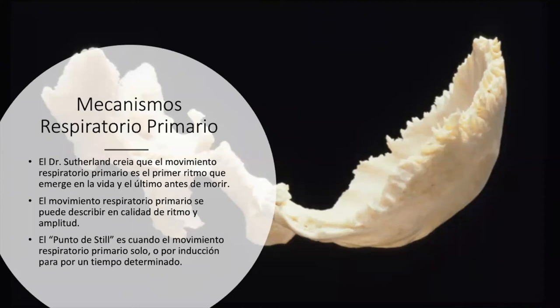Dr. Sutherland explained this motion as what he called a primary respiratory motion. He believed that this, what he called this cranial rhythm or this primary respiratory mechanism, was the first rhythm to emerge in life and the last to depart in death. As a rhythm, we can explain rhythm by qualities of rate, how fast it is, and amplitude, how strong it is.